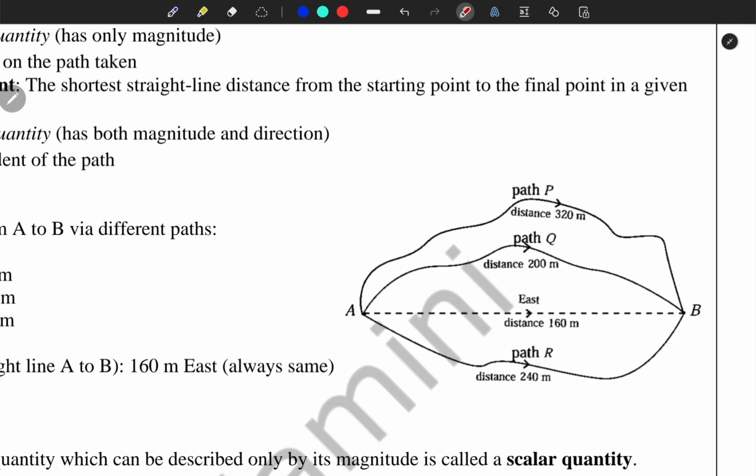But if the same person uses this pathway, his distance is 200 meters.